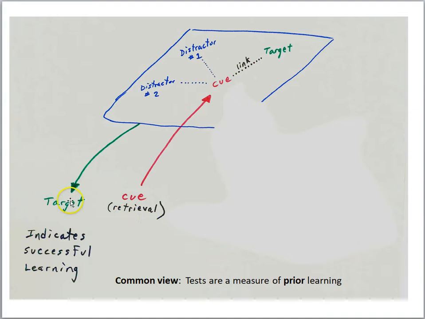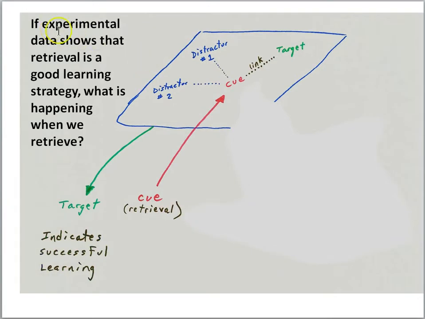Now, if the target is successfully retrieved, then we would say the learning was successful. And notice, along with this view, a common view of tests is that they are measures of prior learning. So here's the test question, we get the right answer, and so we now conclude that the student did learn the information because they can get the answer to the test question. We're going to see how retrieval, though, can also be instrumental in making that link up in the brain as well.